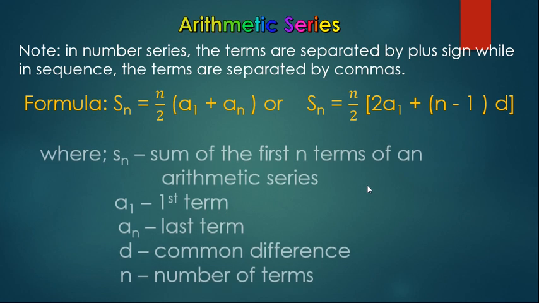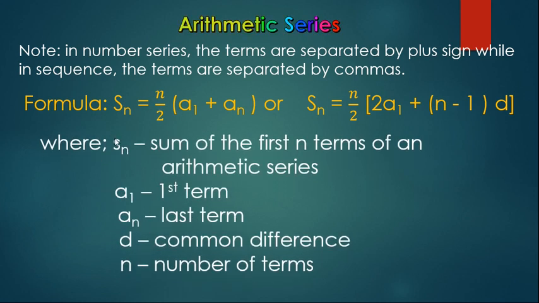So, what are these? We have here our S sub n, which means it is the sum of the first n terms of an arithmetic series. So, class, for arithmetic series, since we are using plus sign to separate the terms, we are finding or solving for the sum of the terms. And a sub 1 is the first term, a sub n is the last term, d is the common difference, and n of course is the number of terms. So for you to easily remember or understand arithmetic series, let us have our example.